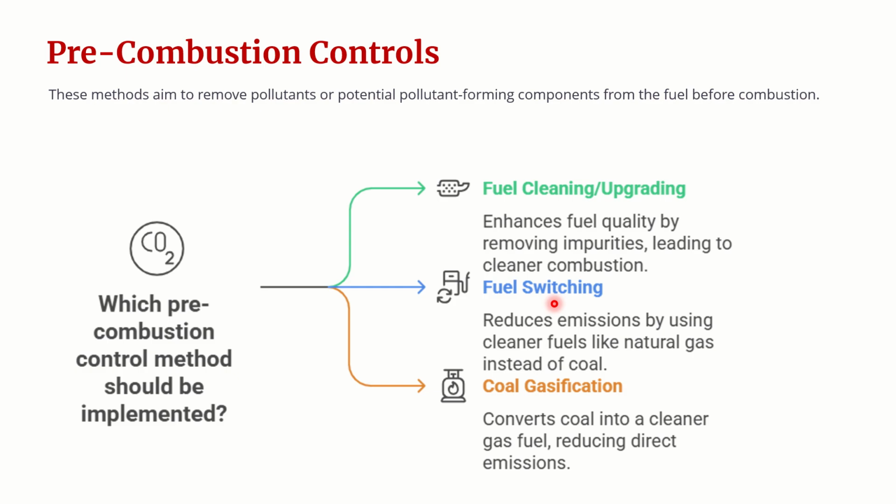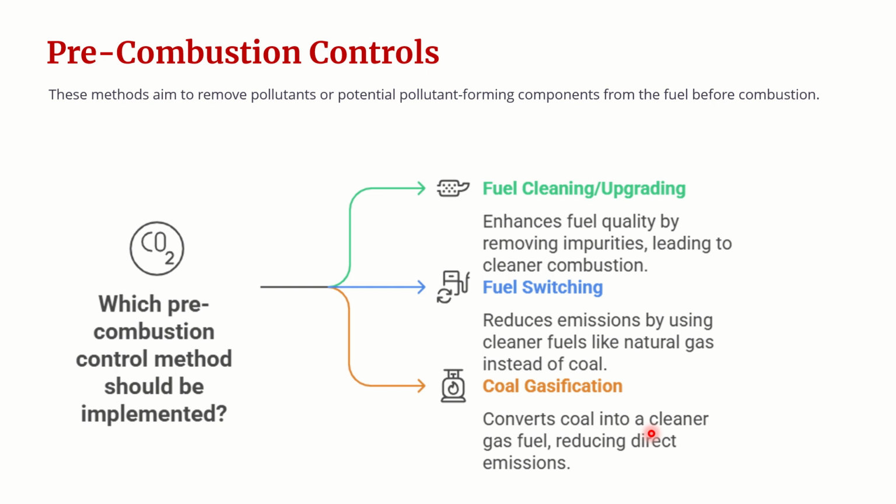So using inherently cleaner fuels like natural gas, which produces less sulfur oxides and particulate matter, or biomass instead of coal or heavy fuel oil. Coal gasification. So this converts coal into cleaner gas fuel, reducing the direct emission. I mean, this is a key pre-combustion control for coal.